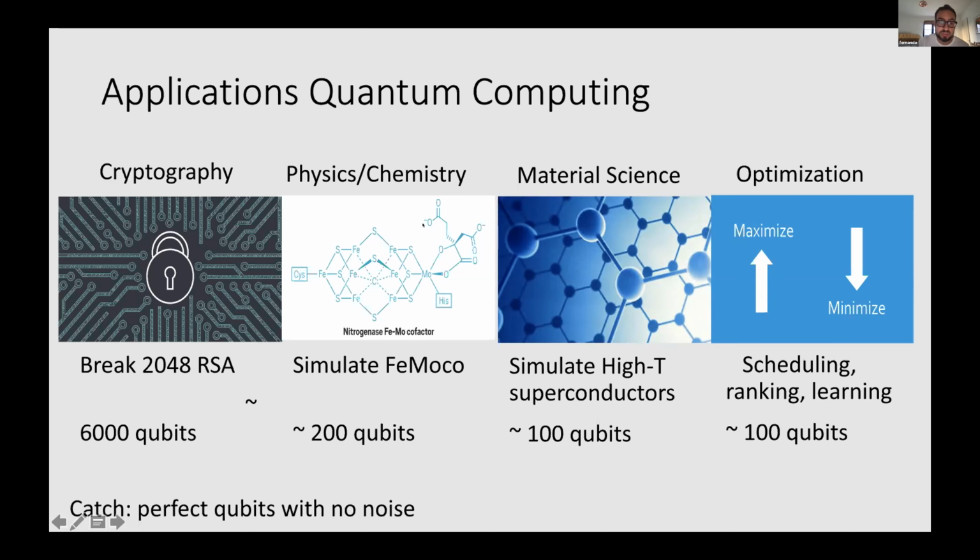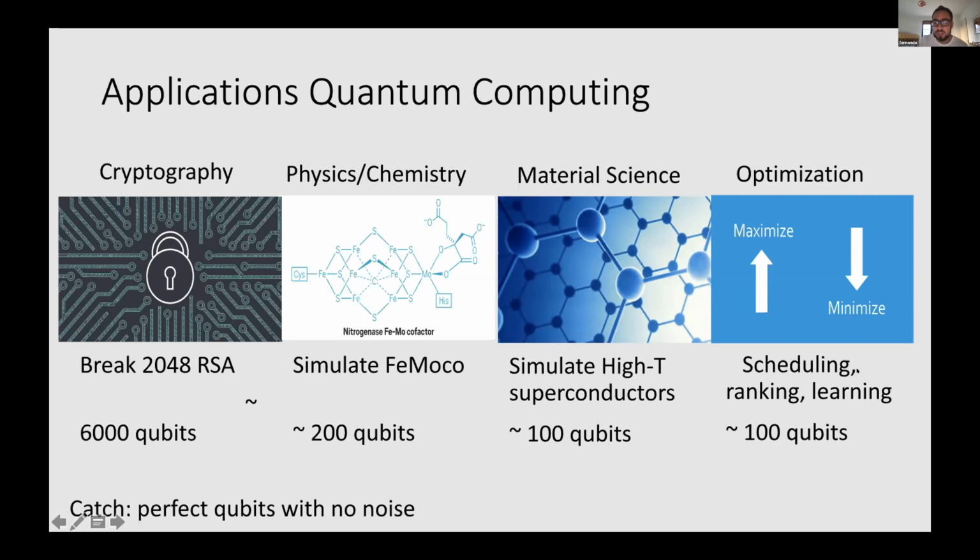Or maybe you want to simulate some molecule in chemistry. People, for example, look at the FeMoco molecule, which is an interesting one. With 200 qubits, one could simulate this molecule, which seems to be out of reach of our classical methods today. And in material science, you can try to simulate, for example, the Hubbard model, which maybe can help understand high-Tc superconductors. To get to a size which is also out of reach classically, you need something like 100 qubits.